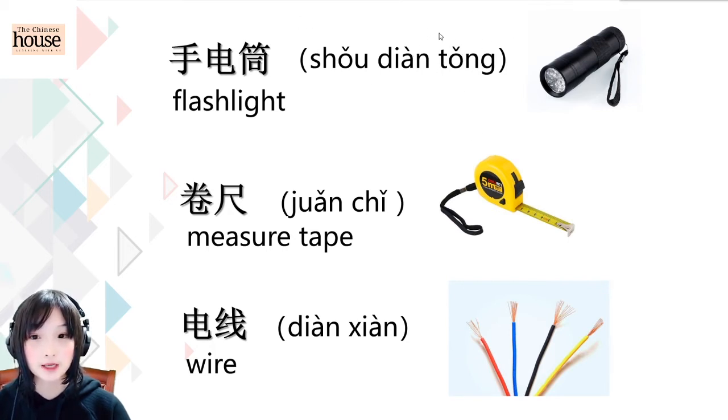电 first tone, 筒 third tone, 手电筒. Measuring tape, 卷尺. We have learned curly hair before, 卷发, which means curly, because you can 卷, which means curl. And 尺 which means measure. 卷尺.